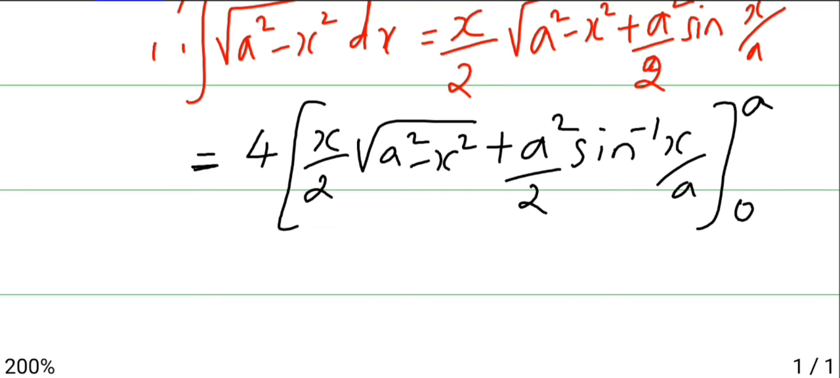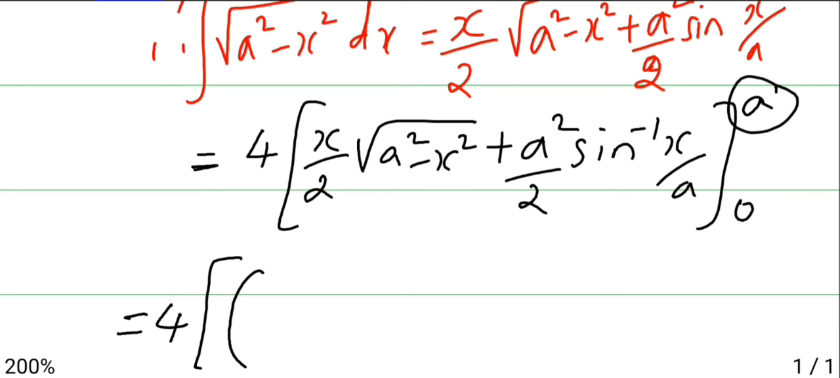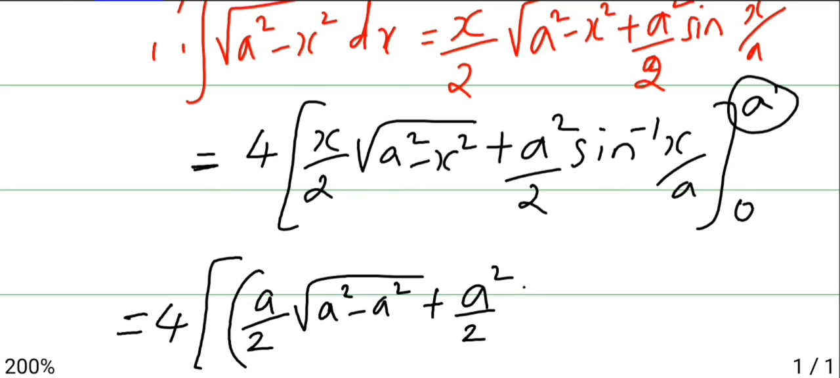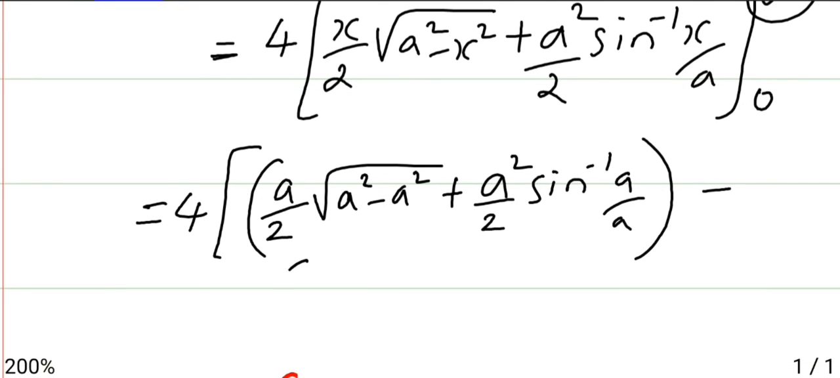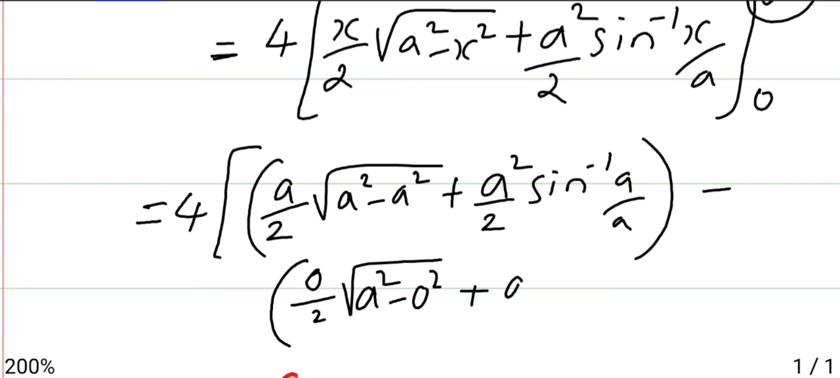So upper limit is, keep 4 as it is. Upper limit, wherever you have x we should write a. So it will be a by 2 root of a square minus a square plus a square by 2 sine inverse of a by a. So I have applied upper limit for the whole term, then minus lower limit. Wherever I have x, I'll write it as 0. So it will be 0 by 2 root of a square minus 0 square plus a square by 2 sine inverse of 0. 0 by something is 0, so I'll write it directly 0.